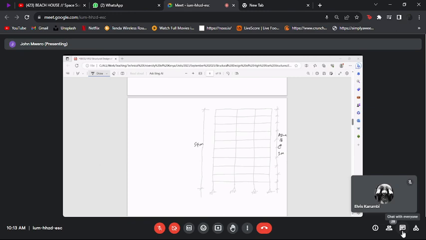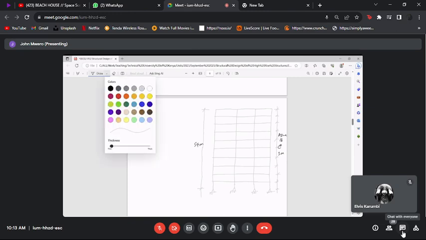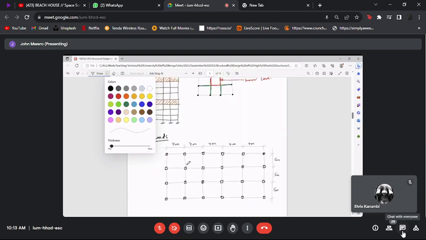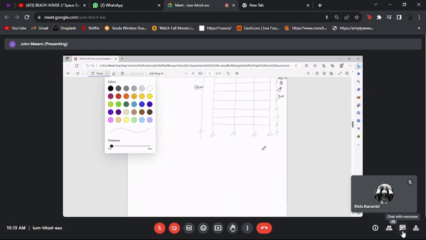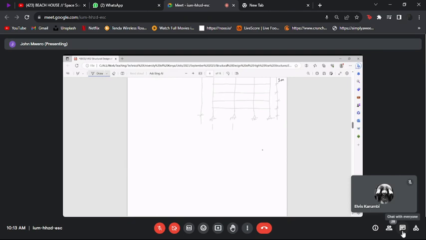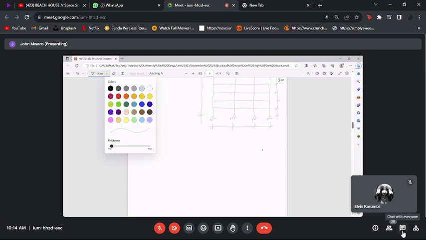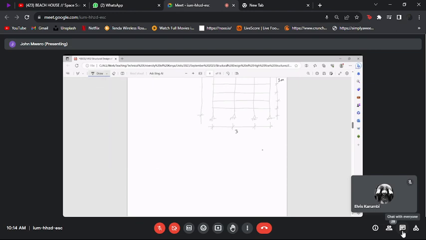Okay. And of course, we have the lateral dimension, which is basically 5, 5, 5. It is 5 meters from one column to the other. It's 15 meters. Three bays, each 5 meters.